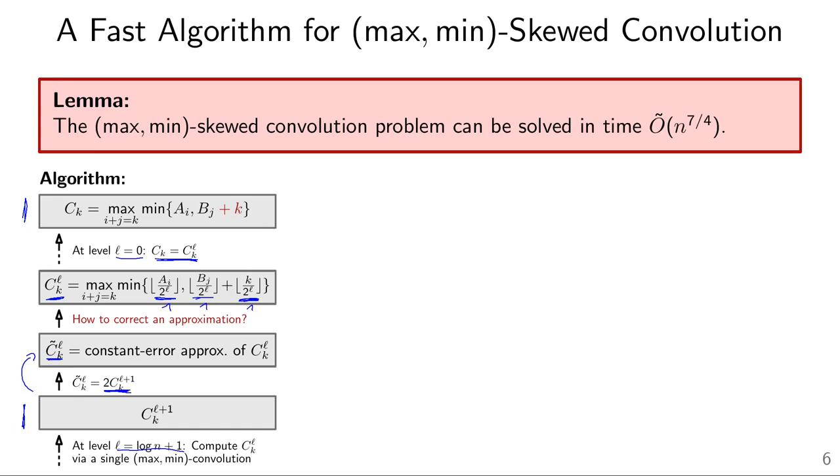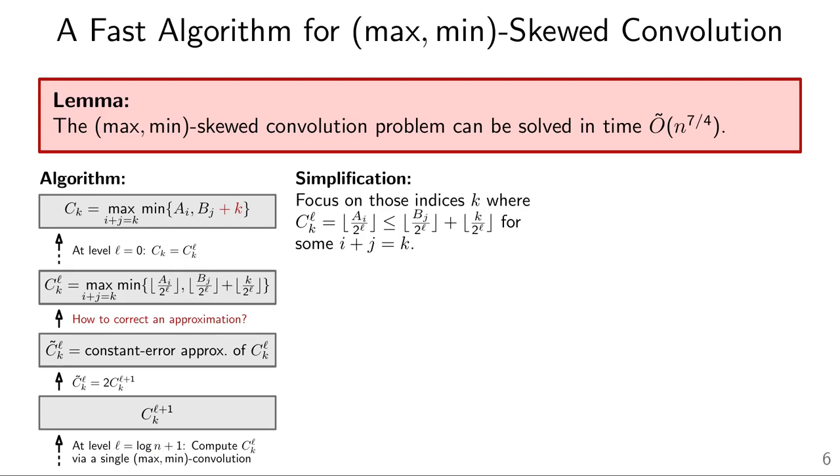Okay, so this is cool. We can compute a constant error approximation of the vector which we'd like to compute. So the question is now how to turn this approximation into an exact solution. If we can do that on every level, right, then we're done with the algorithm. Okay, so I will be very sketchy.